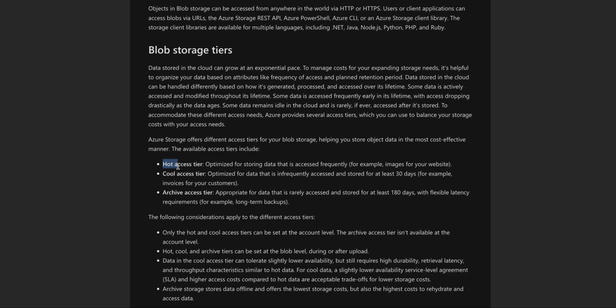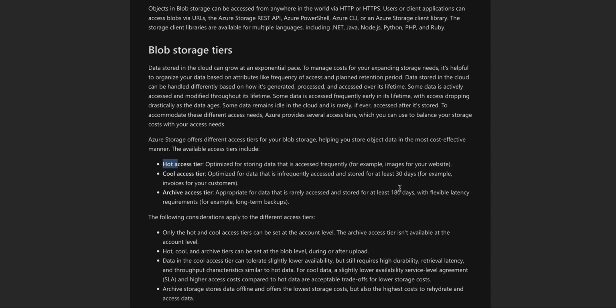So for instance, when you're talking about the hot access tier, the hot access tier is optimized for storing data that is accessed frequently. So if you need to access data on a regular basis, you would go for the hot access tier. So for example, if you have images on your website that need to be rendered or served on a regular basis, you would go with the hot access tier.